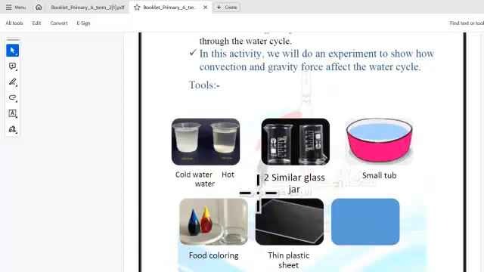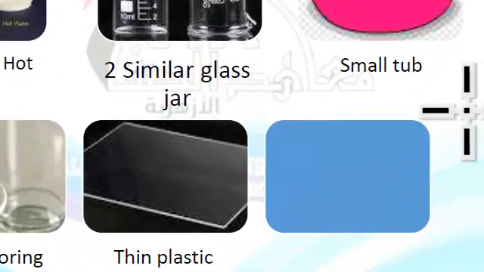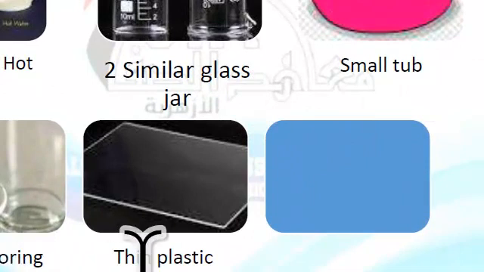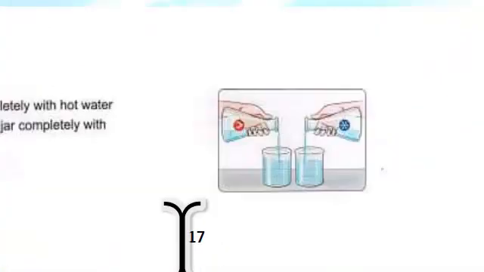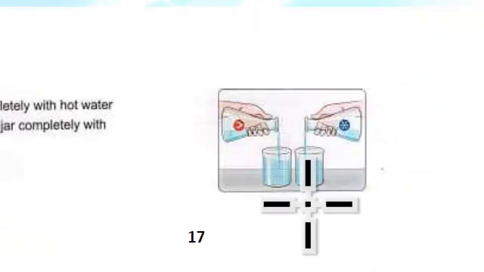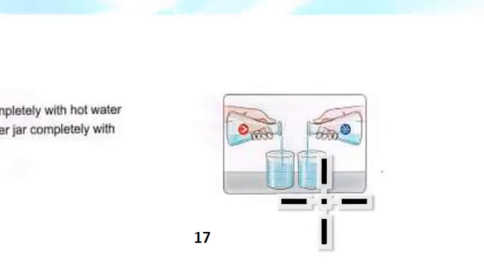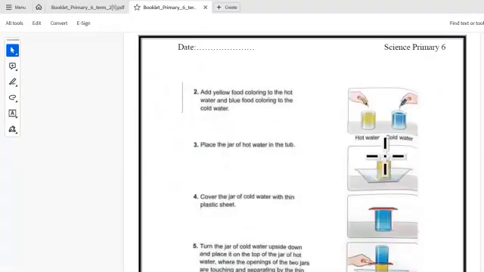Tools: cold water and hot water, two similar glass jars, small tub, food coloring, thin plastic sheet. Steps: fill one jar completely with hot water and fill the other jar completely with cold water. Add yellow food coloring to the hot water and blue food coloring to the cold water. Place the jar of hot water in the tub.